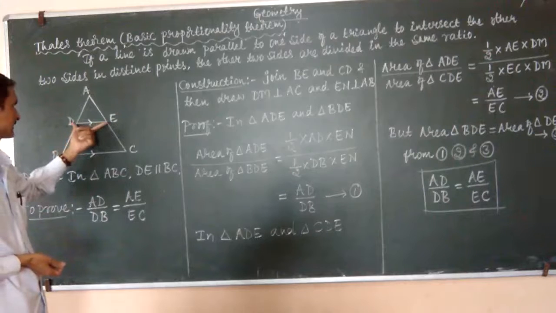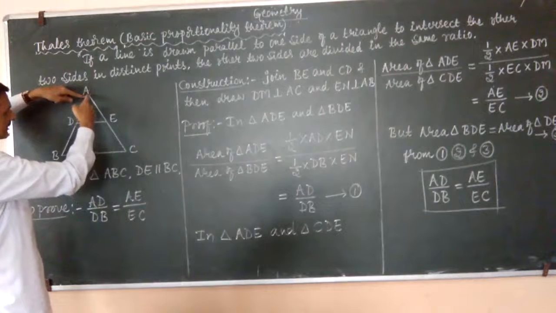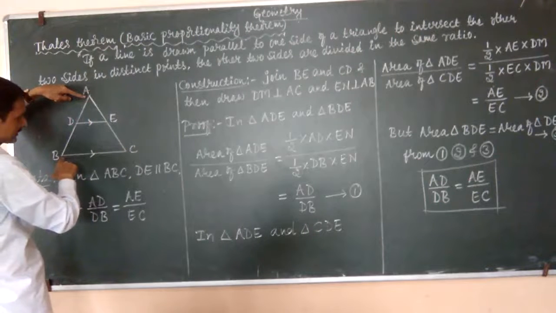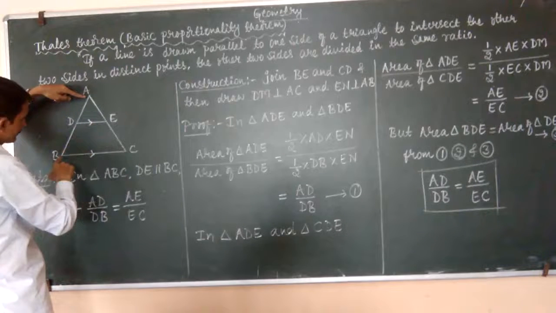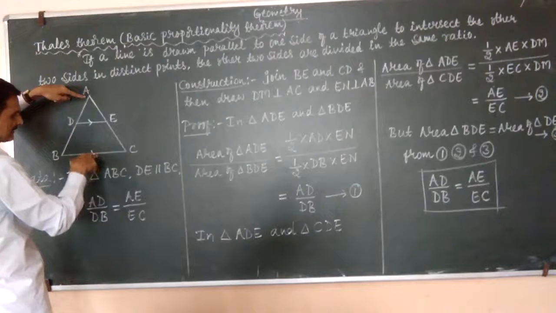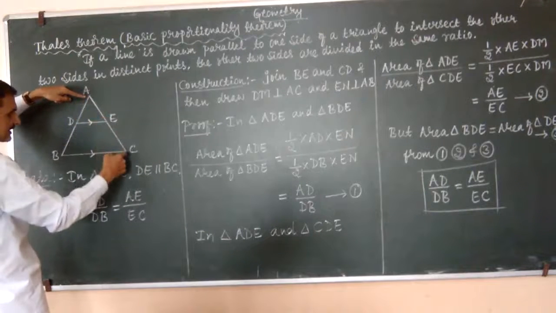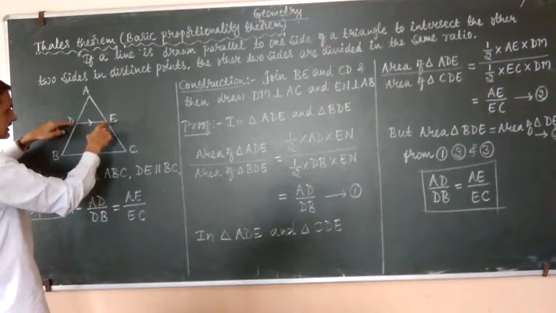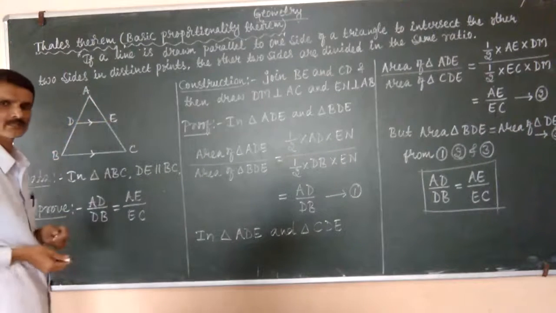This parallel line intersects the other two sides. The other two sides of the triangle are AB and AC. In this figure, we have drawn DE parallel to BC. Leaving this side, the other two sides are AB and AC. This line segment DE intersects these two lines at different points D and E.